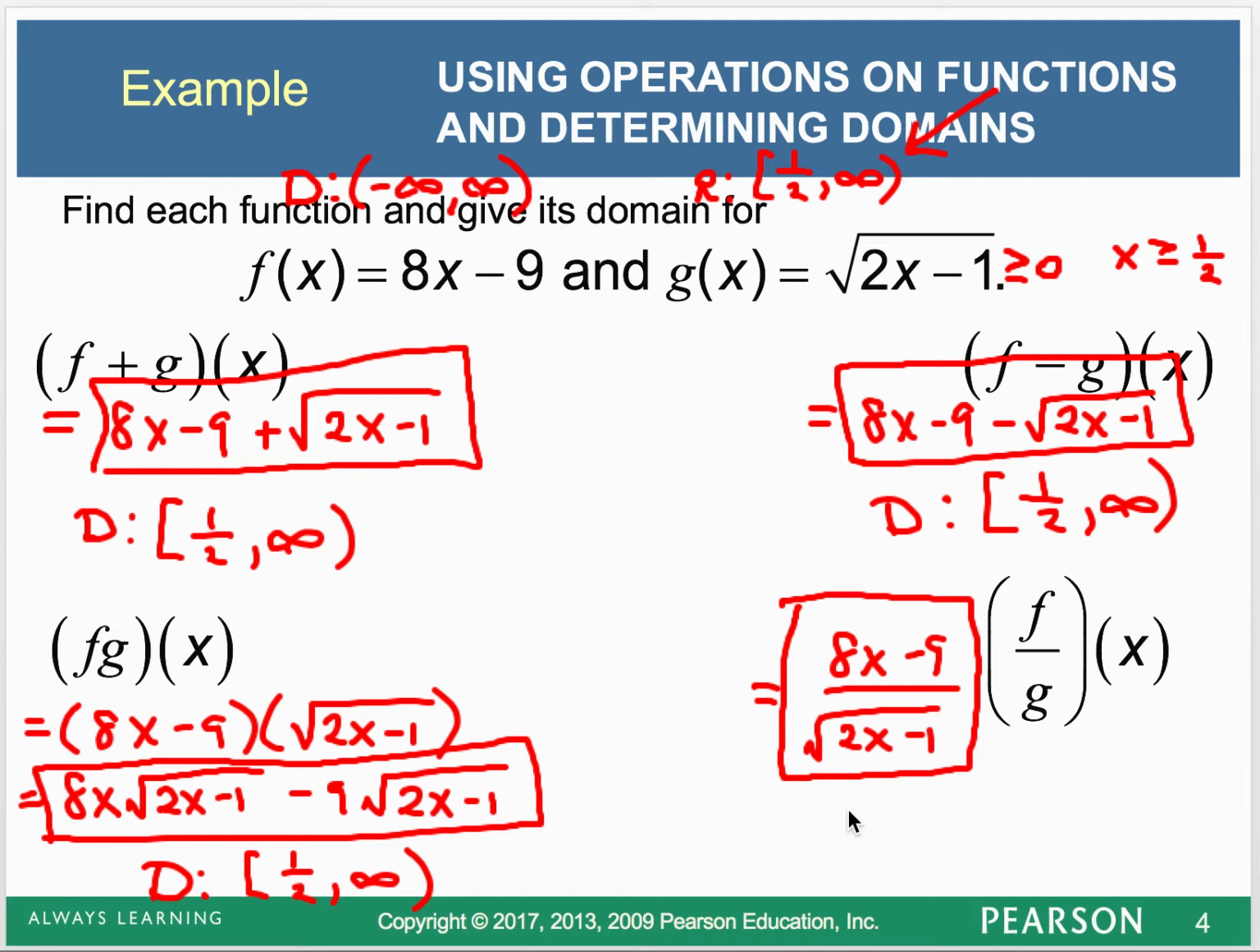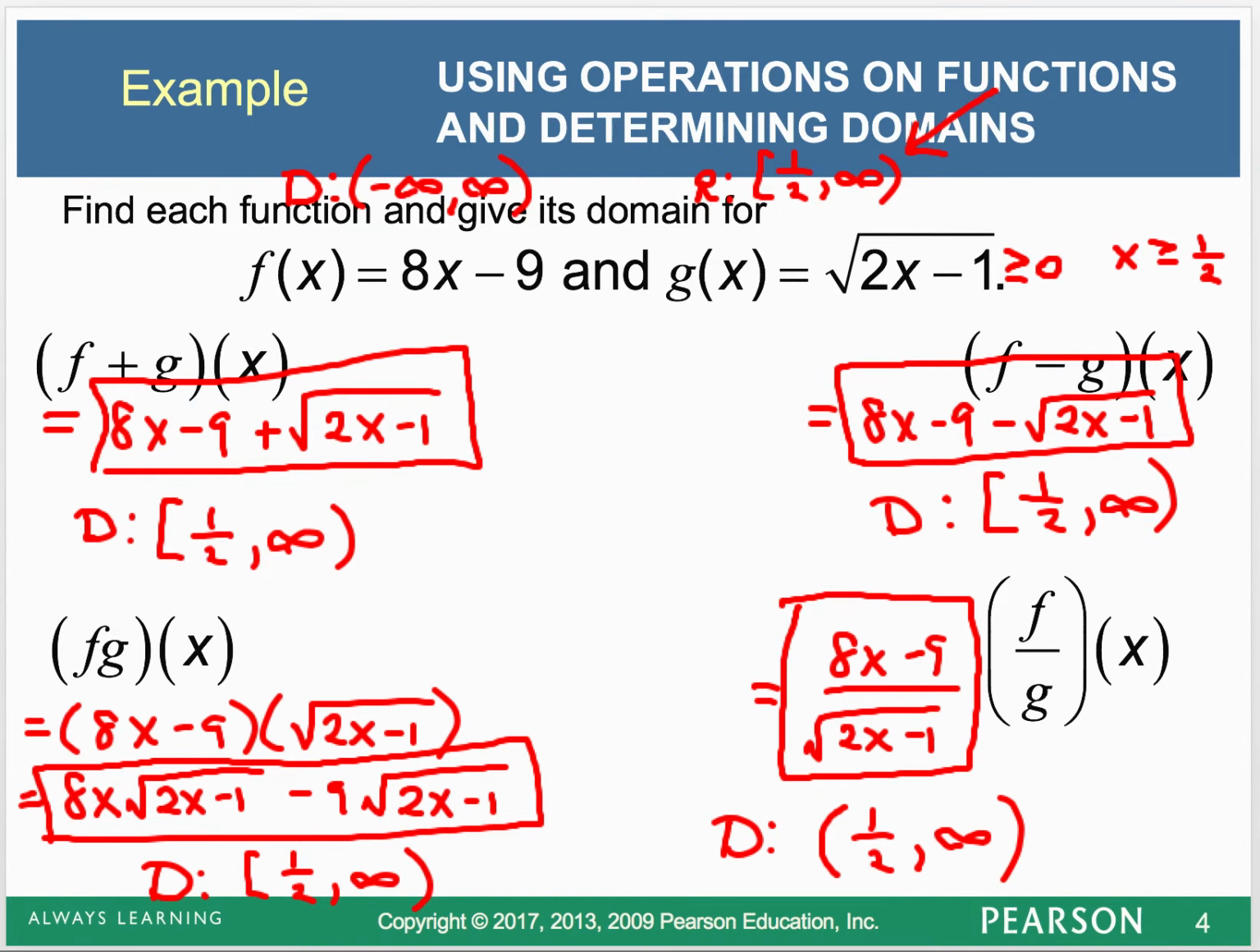Okay, now I have an extra consideration because I can't let this down here actually equal 0. So notice if I put a half in here, that's the value that makes it equal 0. Greater than or equal to 0 is a half. So instead of putting a bracket on that half, I need to put a parenthesis to say, oh, the half is not included. I have to get rid of the value that actually makes that denominator 0.